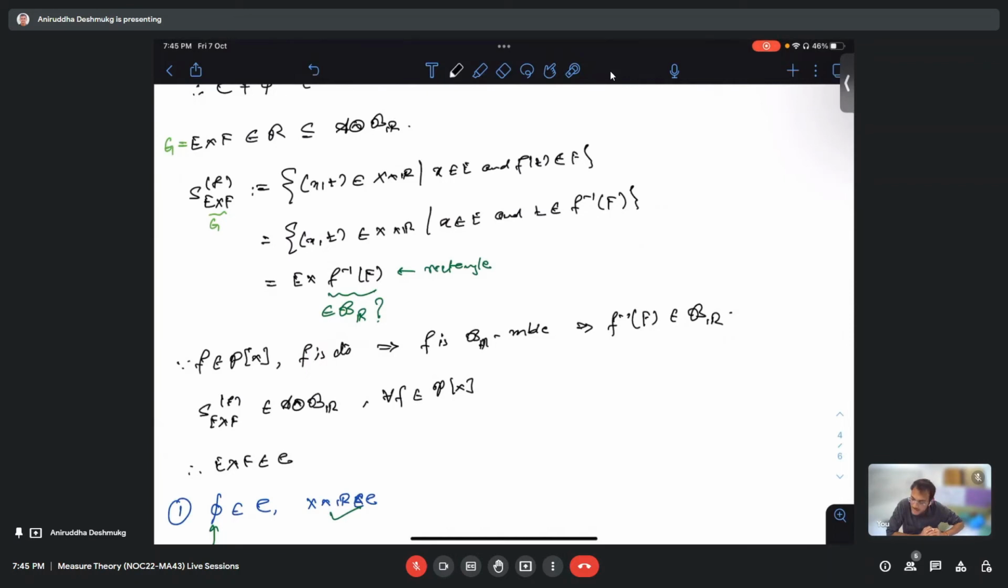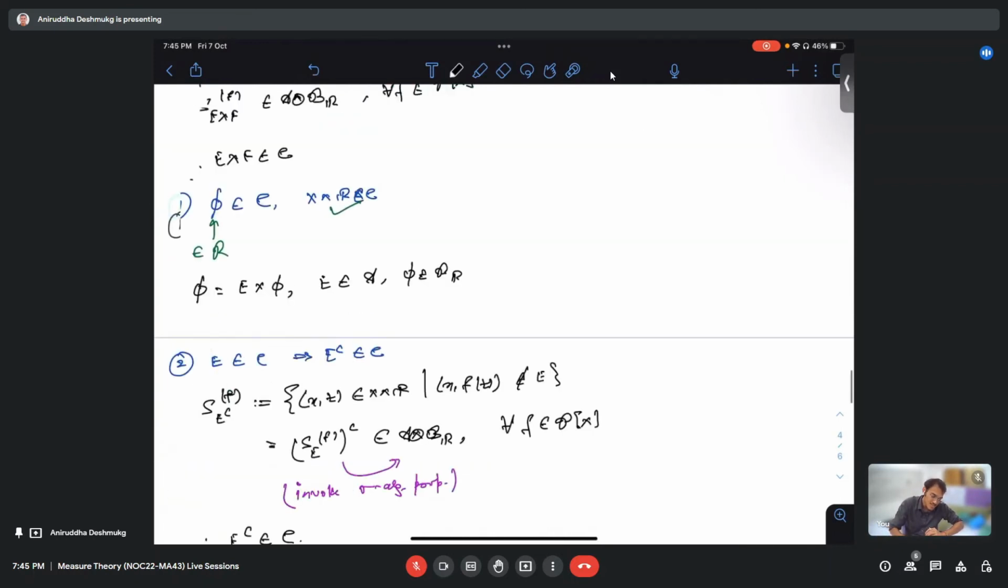So these are the three steps. This is the usual way one proceeds. They are not necessarily in the same order.